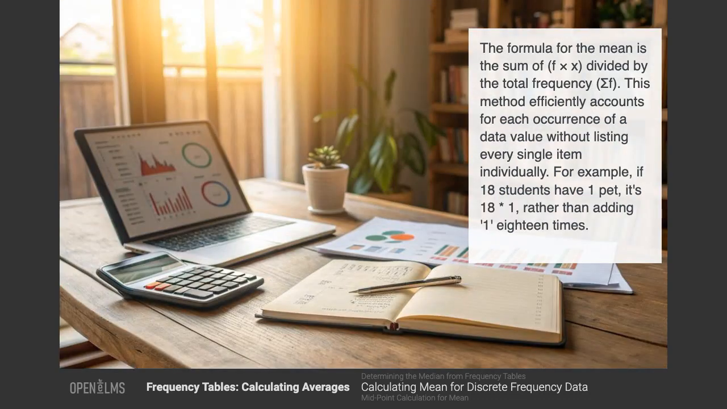The formula for the mean is the sum of fx divided by the total frequency, sum of f. This method efficiently accounts for each occurrence of a data value without listing every single item individually. For example, if 18 students have one pet, it's 18 times 1, rather than adding 1 eighteen times.